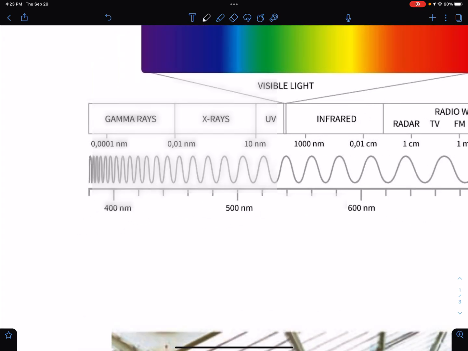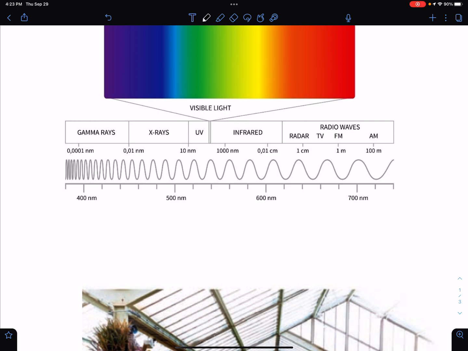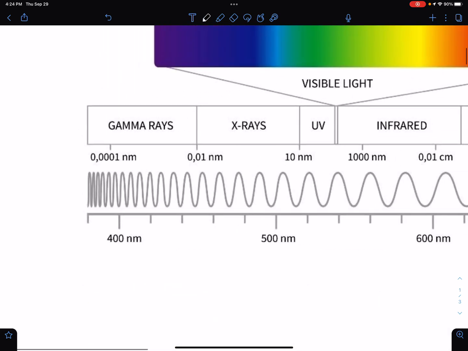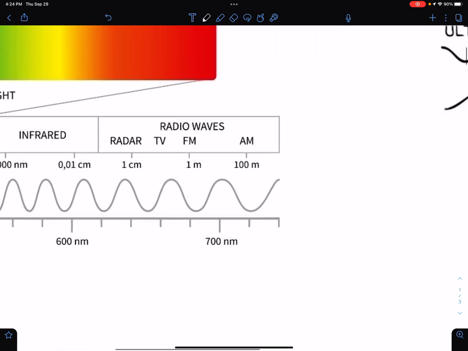It means that while all things are emitting all types of radiation, the most radiation that they emit is going to be proportional to their temperature. Their frequency is going to be directly proportional to their temperature, and their wavelength is inversely proportional. What does this mean? Hot things on this side, cold things on this side.